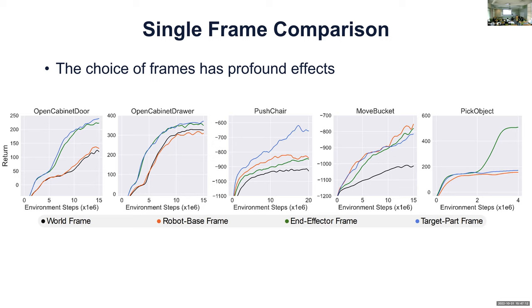For the robot base frame, it's better than the world frame. Somehow it's also helping us reason about the relative pose between the gripper and the object under manipulation better, but it's not as strong as the end effector frame. So the single frame comparison seems to confirm that the end effector frame is a good frame.